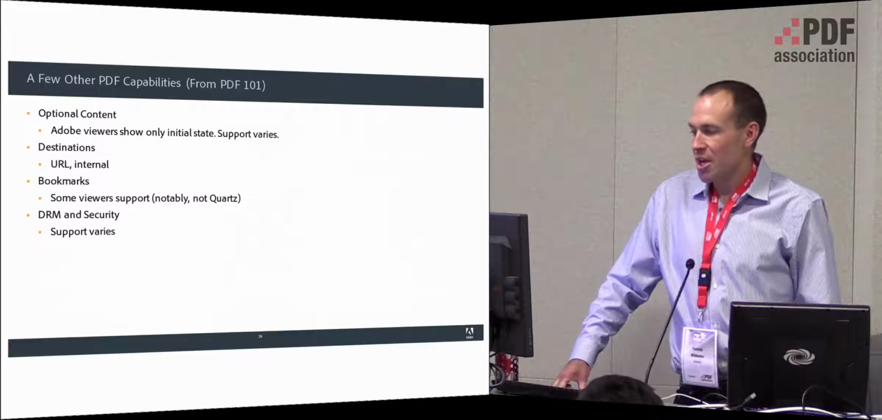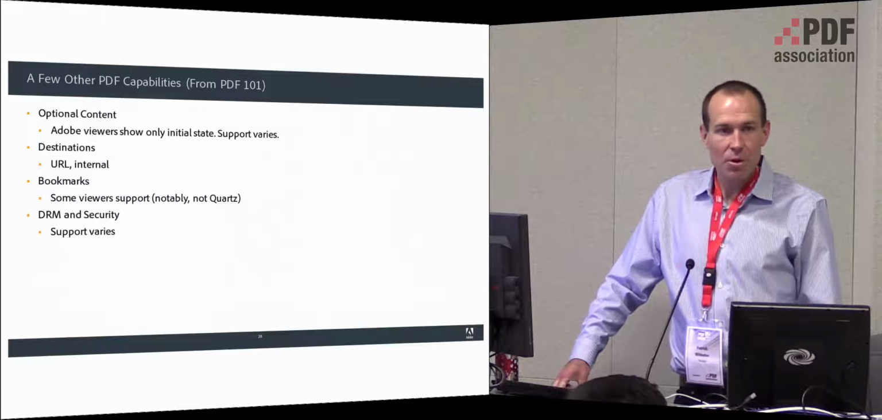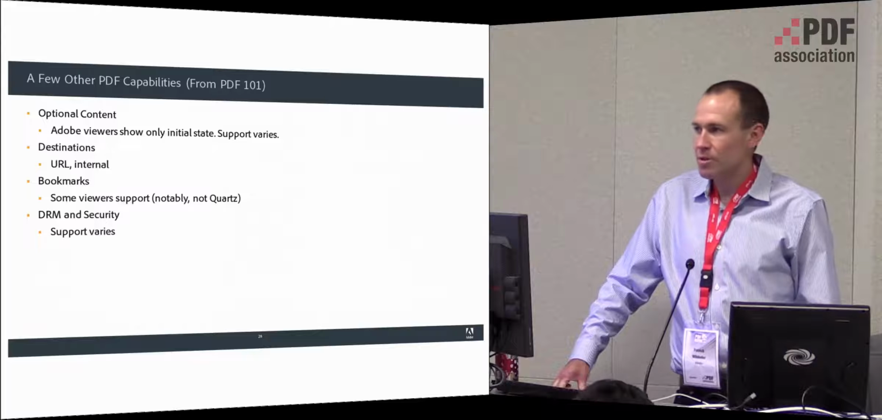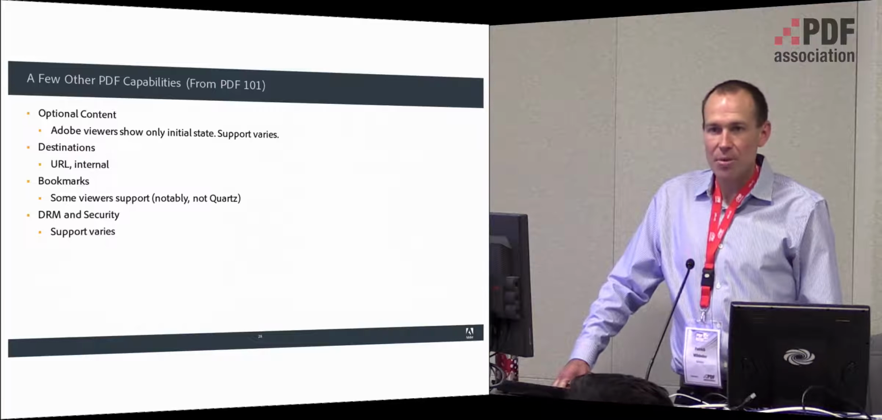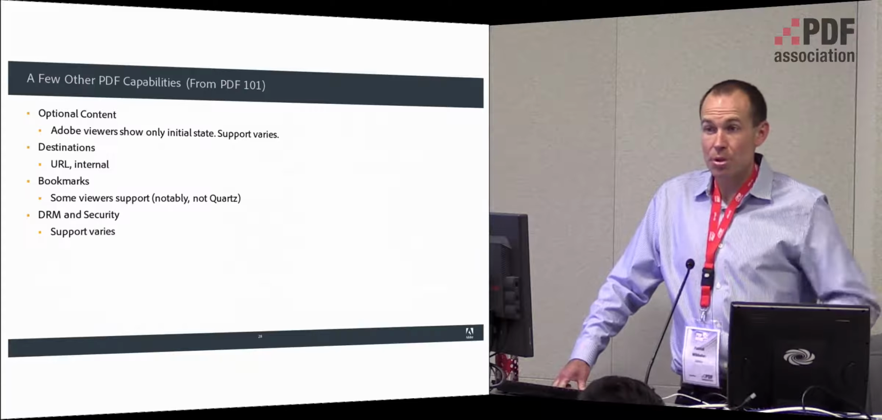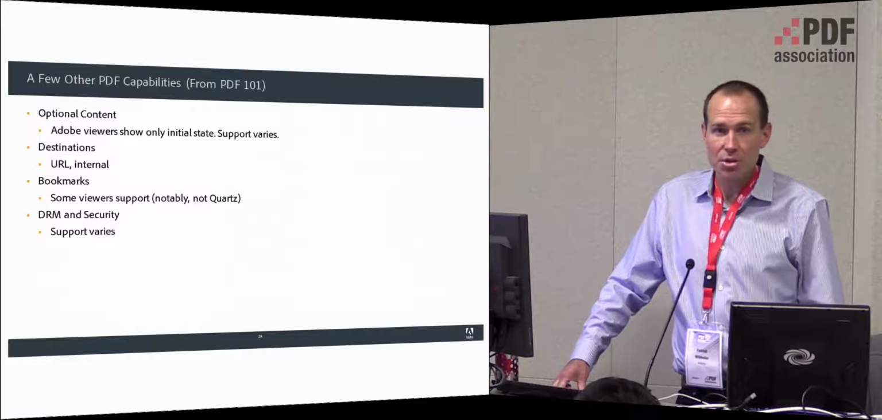We'll display the initial state. Support for this varies for a bunch of viewers. I don't know how important it is. We definitely don't have anything dynamic where you can turn various layers in the PDF on and off, like if you get a map that has layers. We don't support the ability to turn it on and off, but we do support the initial state. Most viewers will just default to show everything.